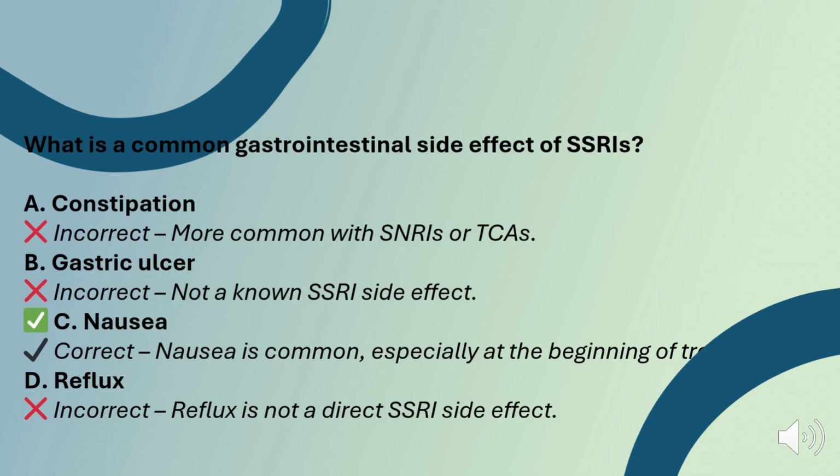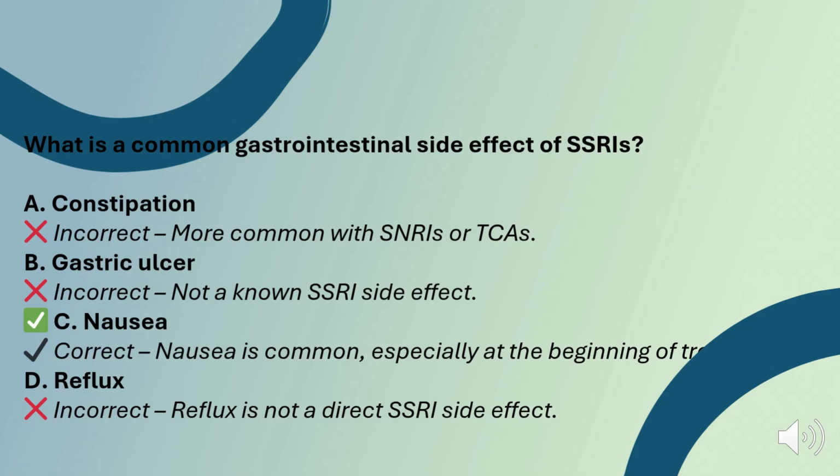All right, constipation. That's incorrect. That's most common seen with SNRIs or TCAs. Gastric ulcers. That's incorrect. That's not a known SSRI side effect. That would have been one of the answers I would immediately have ruled out and said that's just not going to be the answer. C, nausea. I would have said nausea. Obviously, C is the correct answer.